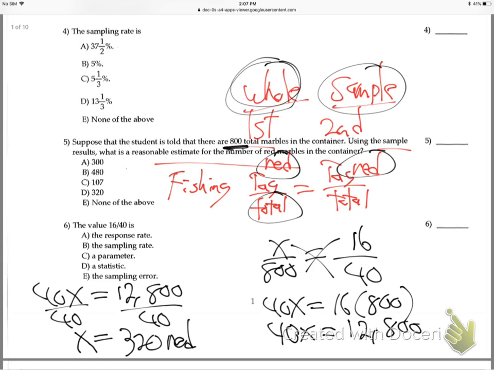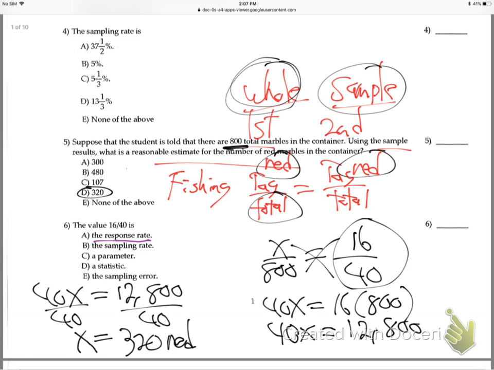So 320, D. Number 6. The value is 16 over 40. Now what is the value? 16 over 40. Let's go down the list here. Is it a response rate?